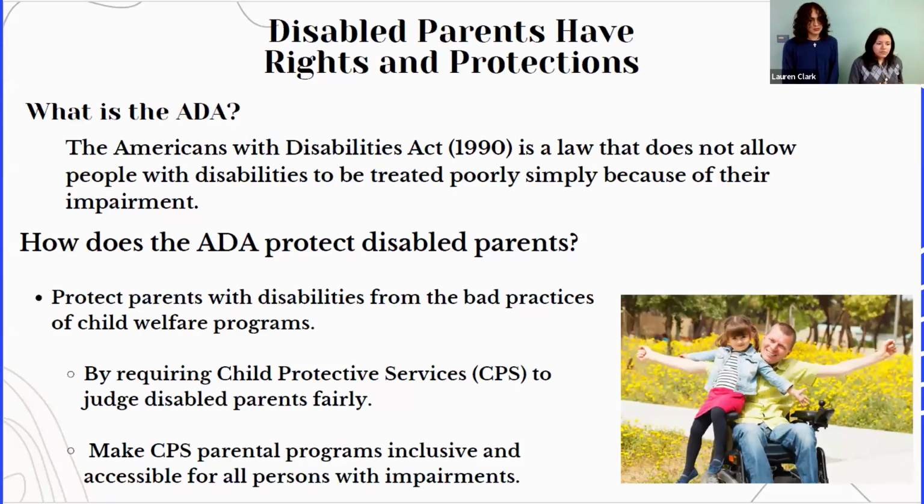So this slide is showing how parents with disabilities have rights. And so what is the ADA? The Americans with Disabilities Act is a law that does not allow people with disabilities to be treated poorly simply because of their impairment. So how does the ADA protect disabled parents? They guarantee protection for parents with disabilities from the bad practices of child welfare programs. They make sure that Child Protective Services judge disabled parents fairly with individual assessments and without implicit biases towards them. And they make sure that CPS parental programs are also inclusive and accessible for all parents with impairments.